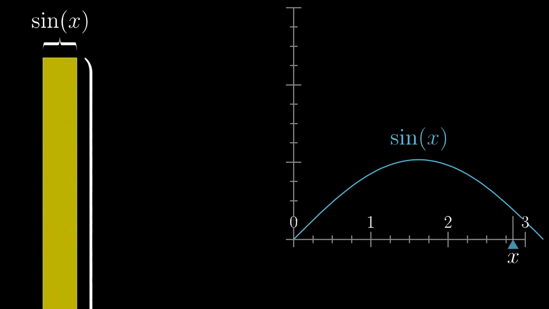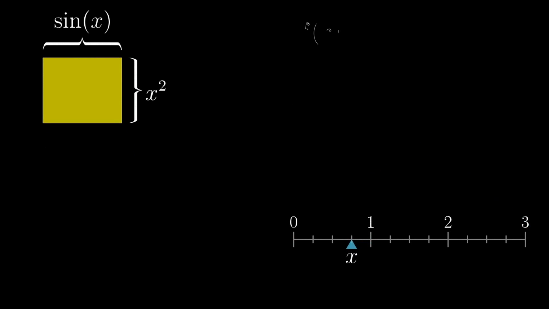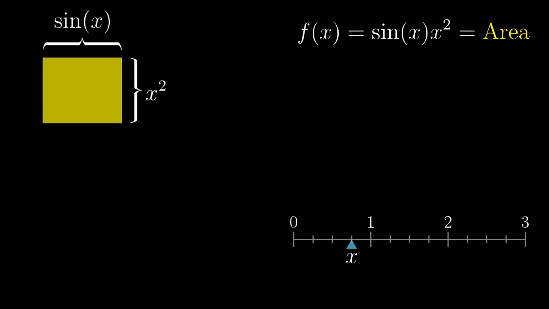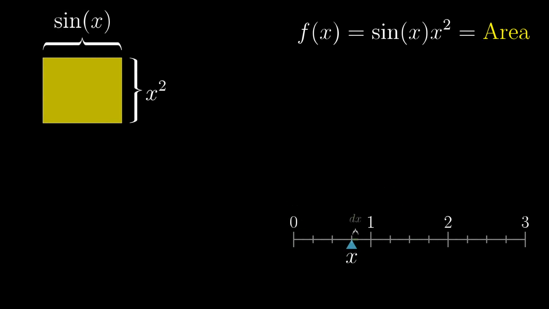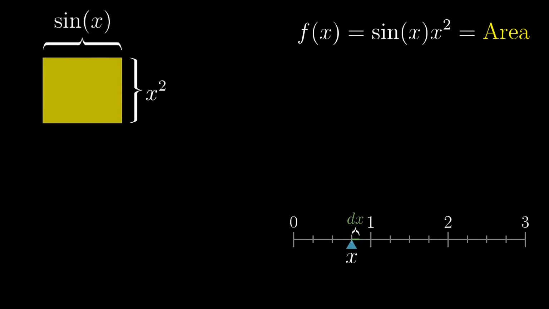And in the same way, that height there is always changing as x squared. So f of x, defined as the product of these two functions, is going to be the area of this box. And for the derivative, let's think about how a tiny change to x by dx influences that area. What is that resulting change in area df?